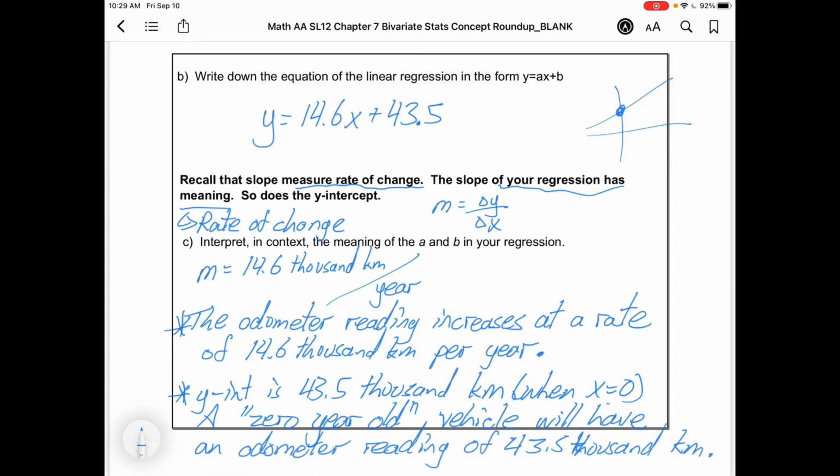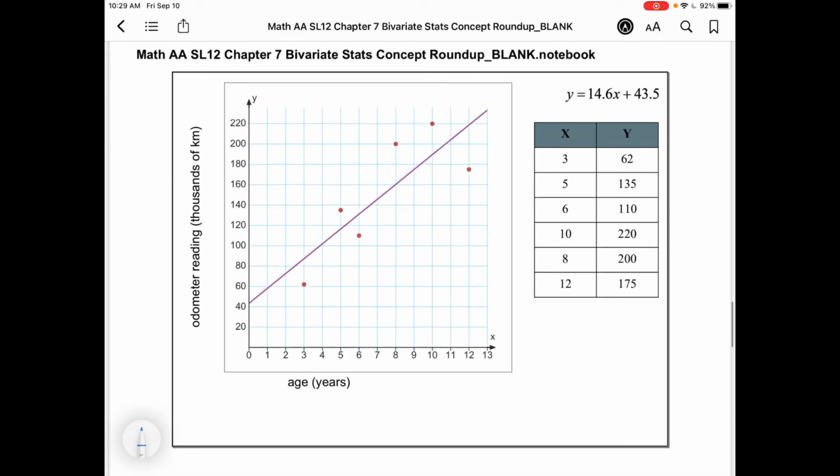Now, if you're looking at that and saying that doesn't make sense, that's good. That seems really weird. It's the result that we get from this linear regression, but it doesn't seem to make a whole lot of sense in context. And we'll talk about why that is in just a second. That is the meaning of that y-intercept in this situation. If we look at this linear regression, here it is around those points. You can see its slope is going to be about 14.6 thousand kilometers per year. And right here, there's that y-intercept. It is telling us that at age 0, we can expect an odometer reading of 43.5 thousand kilometers, which is really weird.